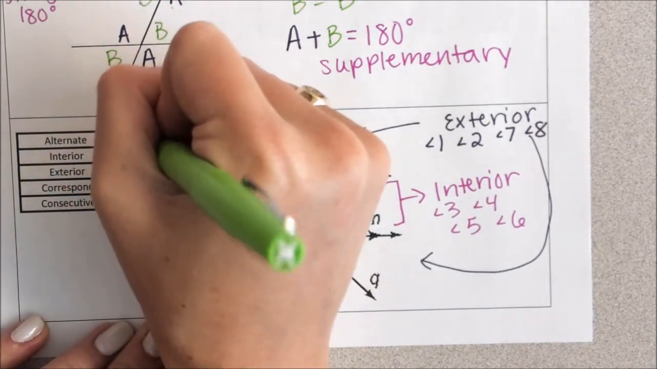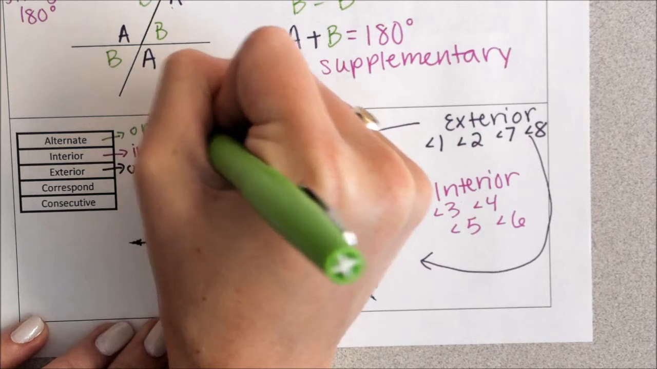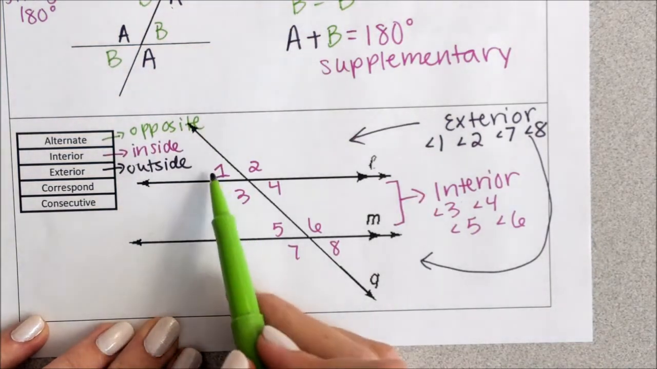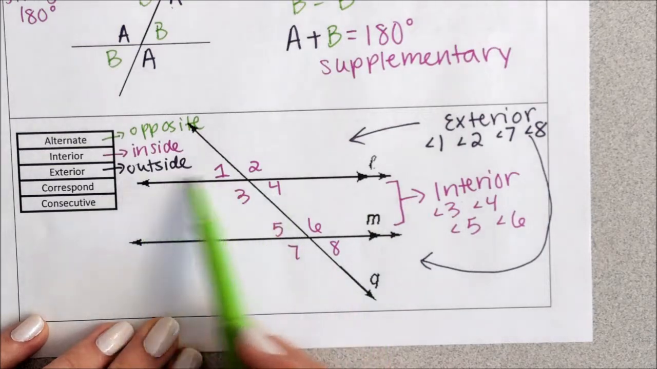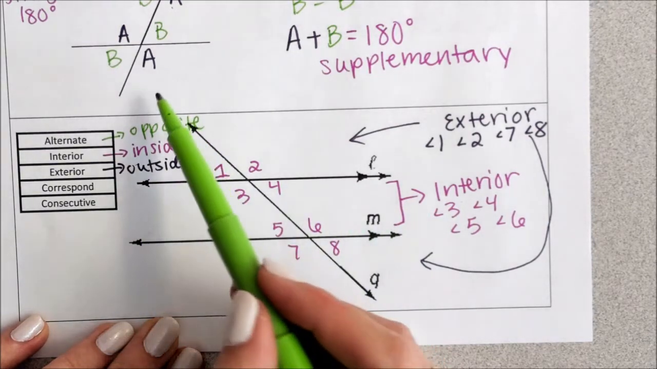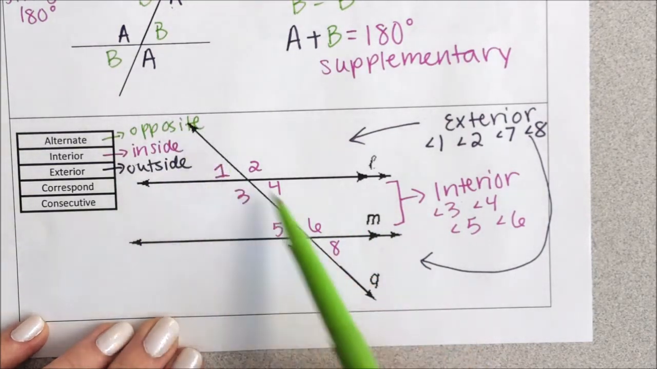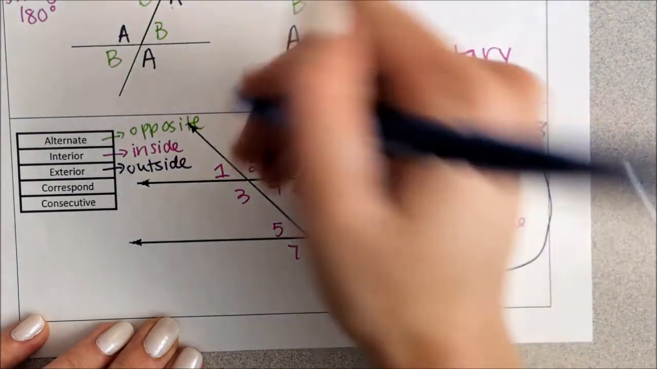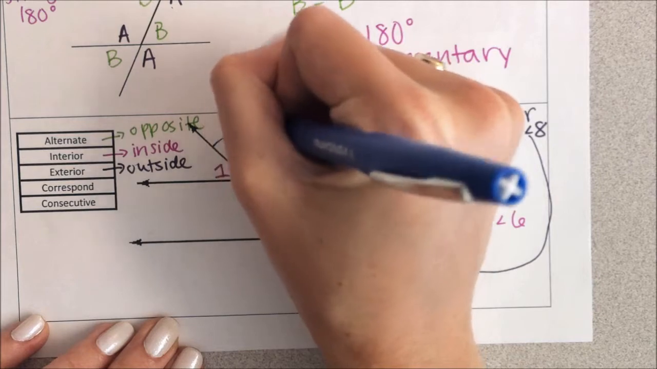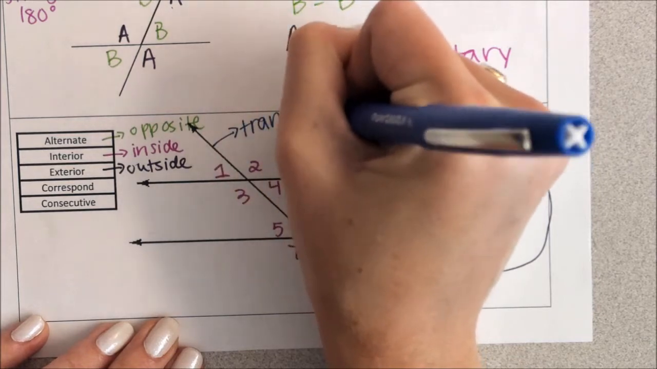Alternate is going to be like opposite. So alternate refers to which side of this transversal they are on. So these are our two parallel lines. Our transversal is that line that cuts through them. So that's a good little side note we should make here. This is called the transversal.